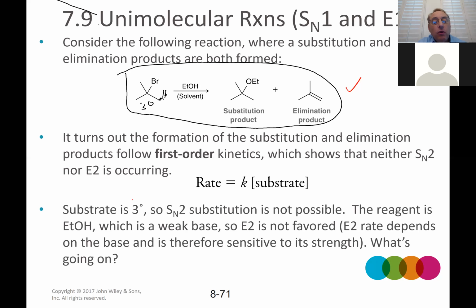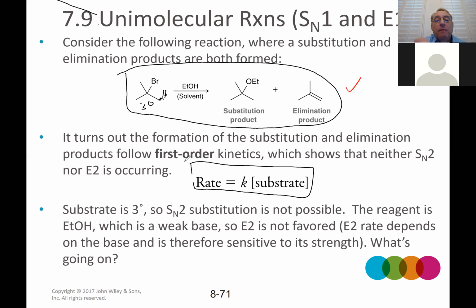First of all, the substrate's tertiary, and so it's too sterically crowded, so SN2 doesn't happen. And the reagent is an alcohol, which is a very weak base, and so E2 is also not favored. Remember, E2 depends on the concentration of base, and it's sensitive to the strength of the base. When you have a weak base, that slows down that reaction dramatically. So neither SN2 nor E2 is favored, and that's reflected in the rate law. That's only first order. So what's going on?